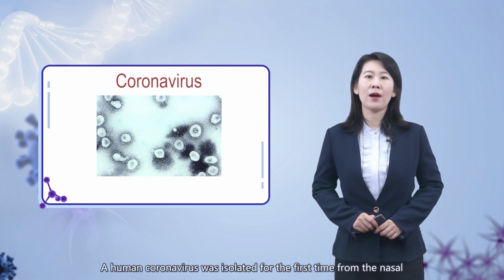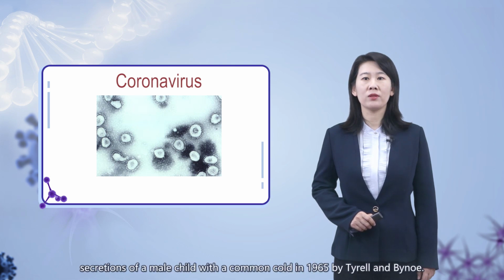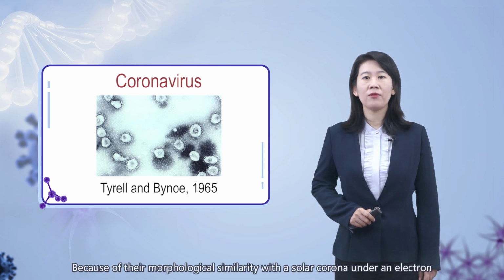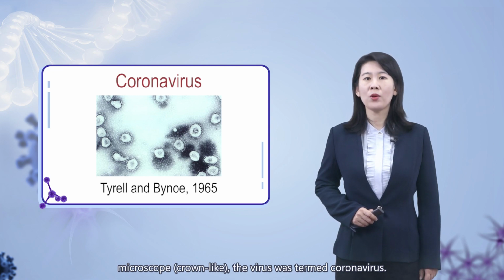A human coronavirus was isolated for the first time from the nasal secretions of a male child with a common cold in 1965 by Tyrrell and Bynoe. Because of their morphological similarity with a solar corona under an electron microscope, crown-like, the virus was termed coronavirus.